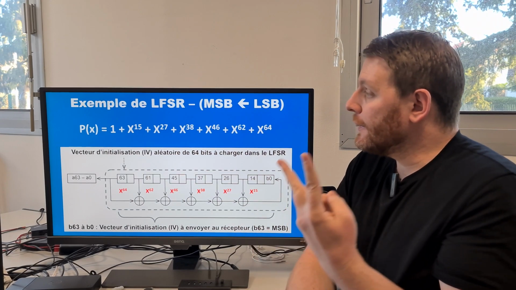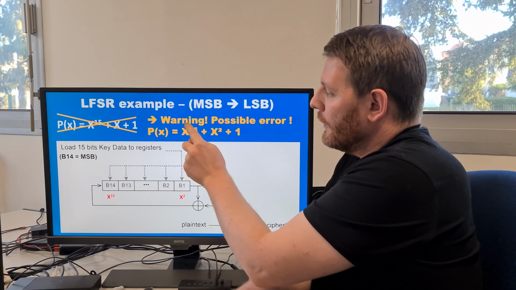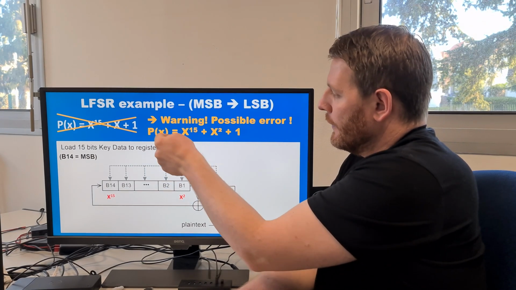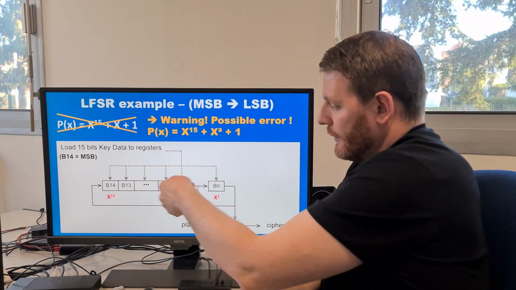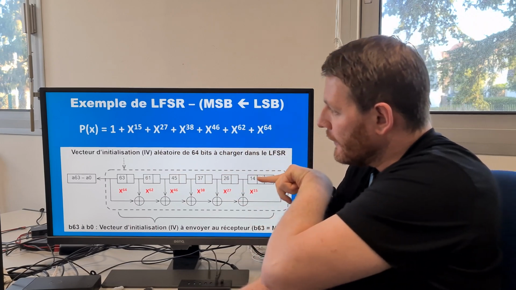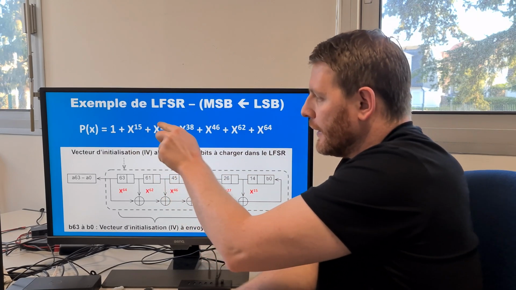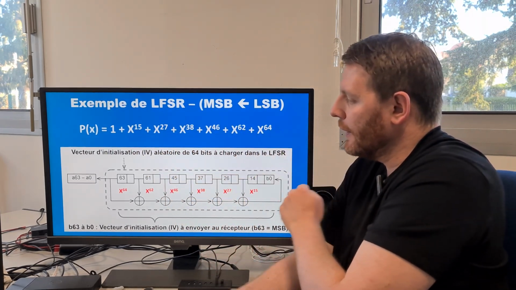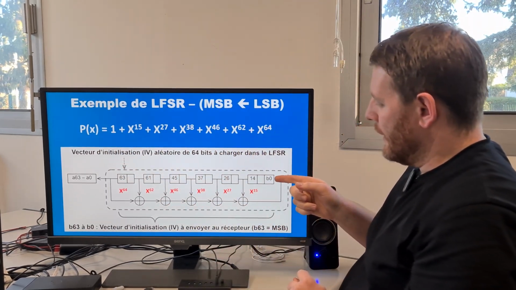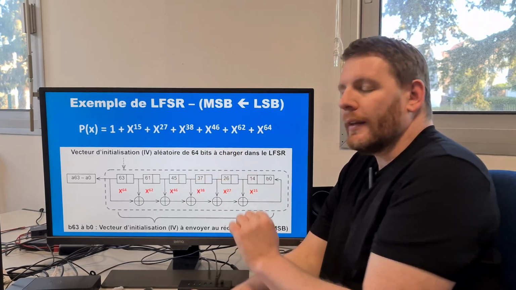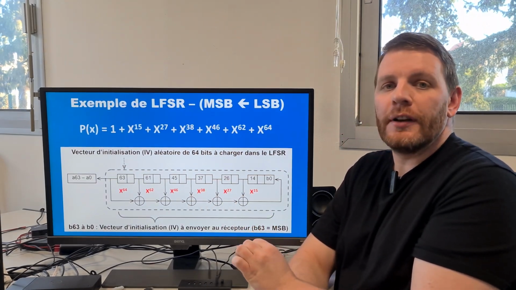And let's see a second LFSR. As you can see here, the representation is x power 15. So it's MSB, most significant bit, to least significant bit. Here, this is inverted. The representation starts with 1 plus x power 15 plus x power 27 and so on. And it comes from LSB to MSB. This is the LFSR used in the NXDN standard to generate the initialization vector.